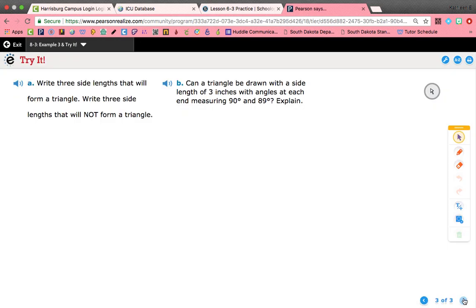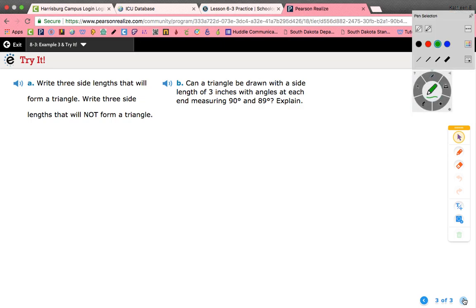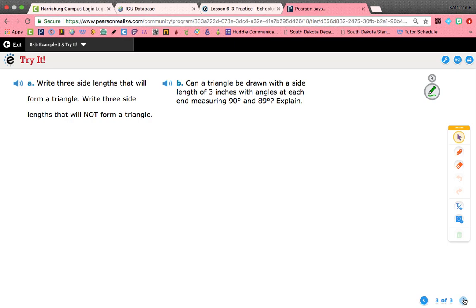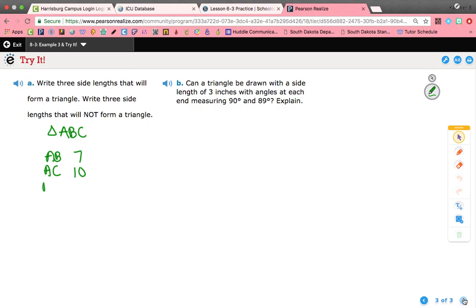Number 3, write 3 side lengths that will form a triangle. So this is from earlier that we were talking about. If we have triangle ABC, we can do AB is 7, AC is 10, and BC is 18. Okay, that will form a triangle.